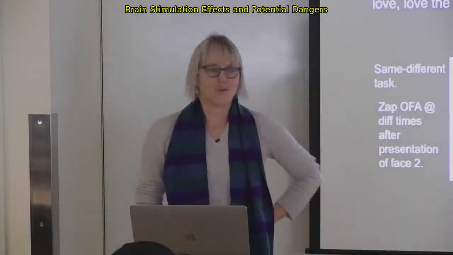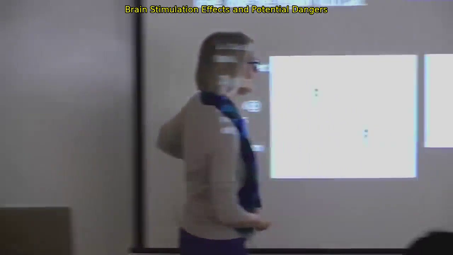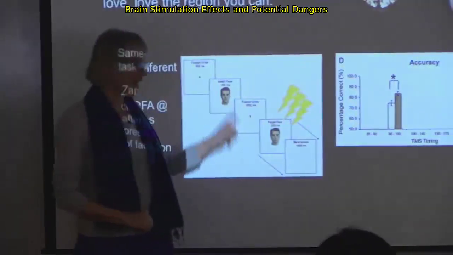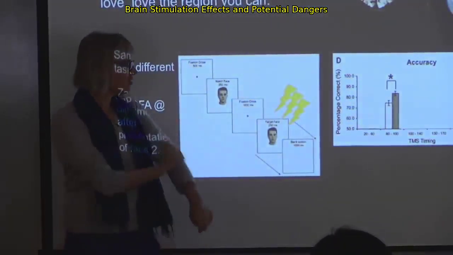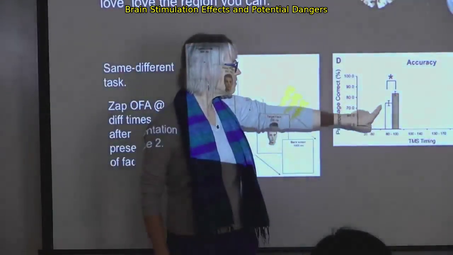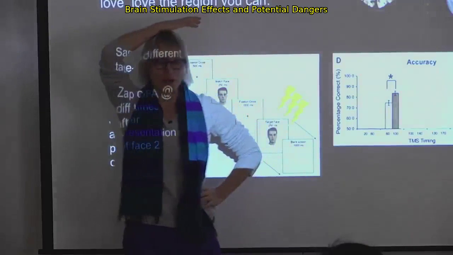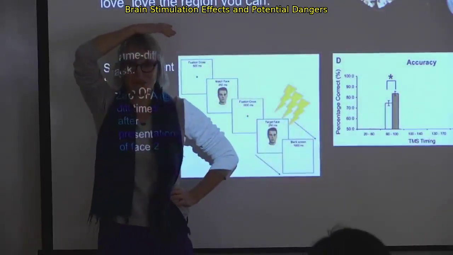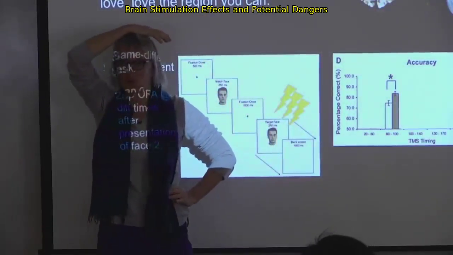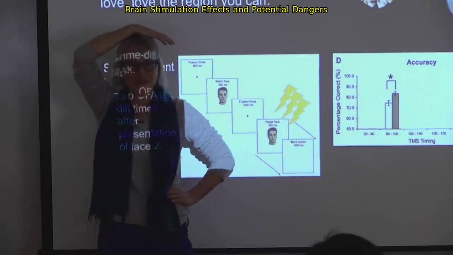Okay? So here's what David Pitcher found in that study. This is accuracy at this same different matching task. When you stimulate the right occipital face area versus vertex, that means you stick the coil up here, which is pretty far away from face regions. It's kind of a control condition, not a perfect one, but better than nothing.